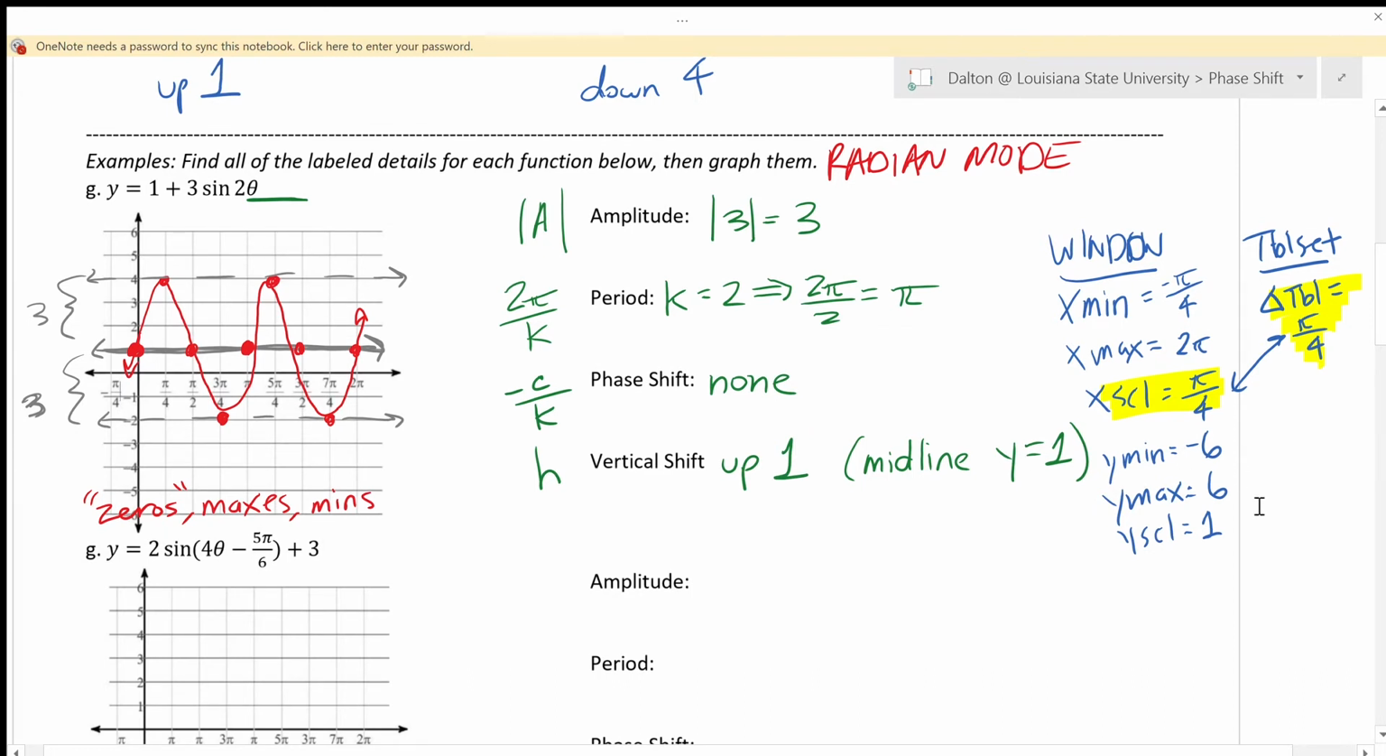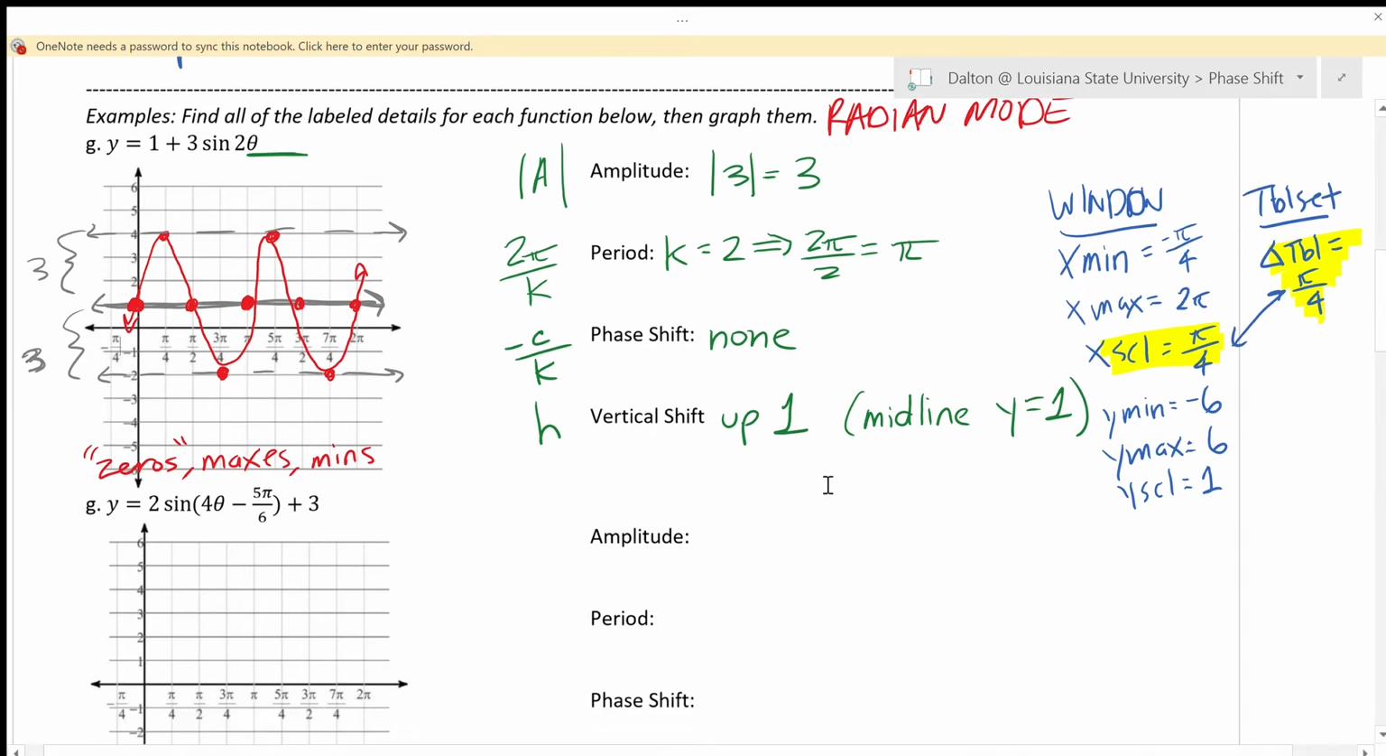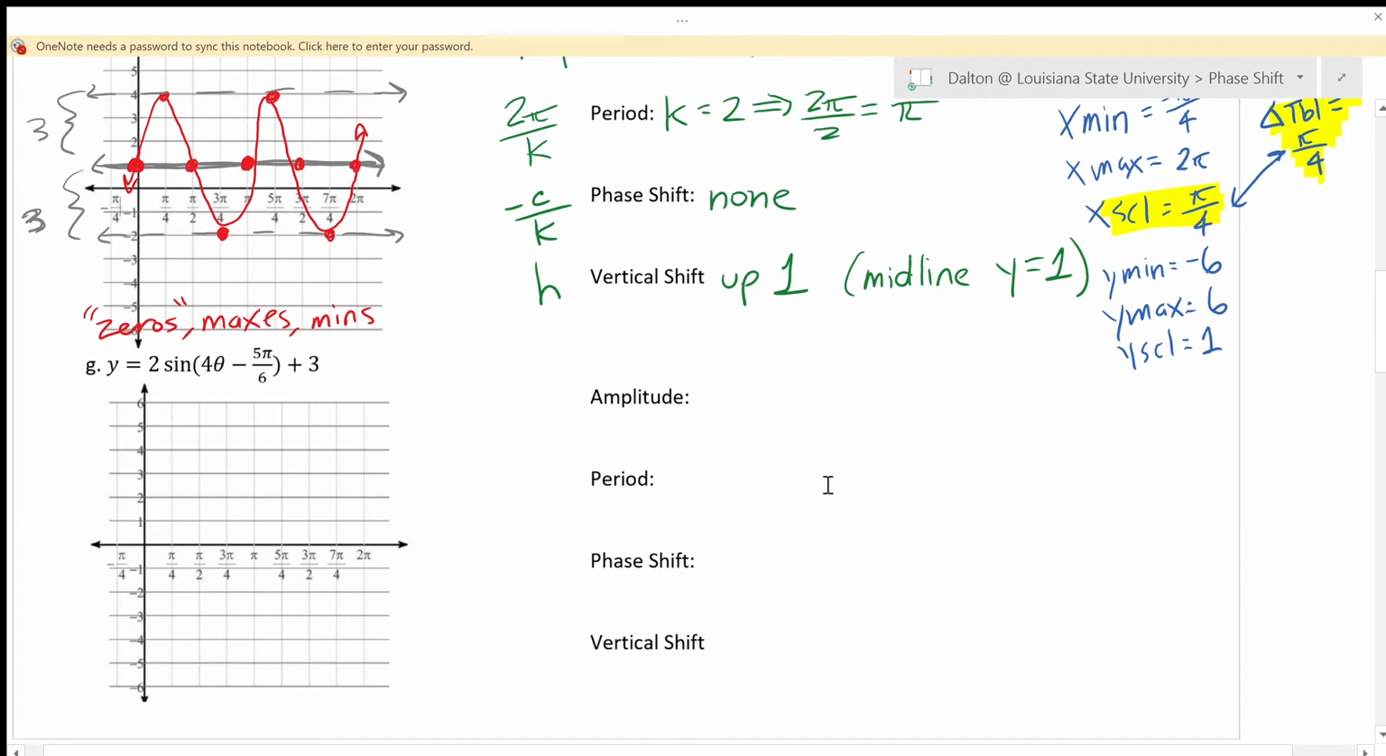Yes. Great question. And I want to talk more specifically about example G, how we're going to enter that in the calculator too.